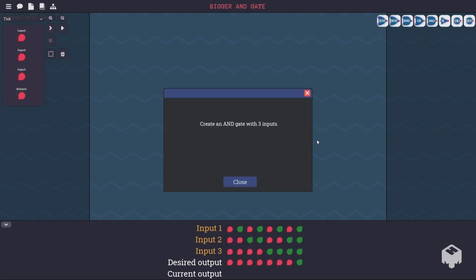So, the next one is called bigger AND gates. So instead of OR gates, it's AND gates now. Create an AND gate with 3 inputs.